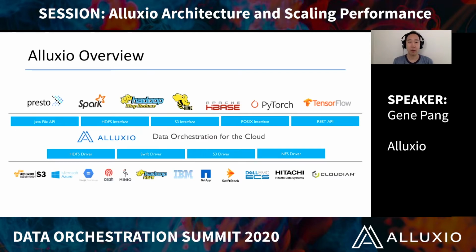So here's a diagram of the Alluxio system in the ecosystem. Alluxio is the data orchestration layer in between compute and storage, as you can see in the diagram. Alluxio provides an abstraction over the storage systems and also provides a unified namespace and interaction for the applications above. And so this is where Alluxio fits in. In order to achieve this, there are many different types of components within Alluxio to achieve this data orchestration.